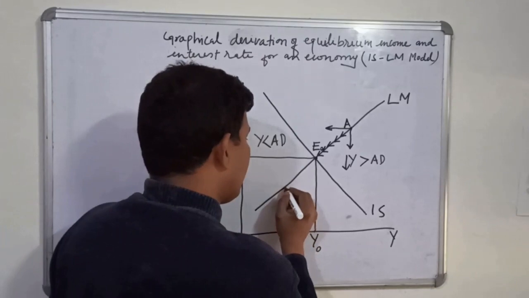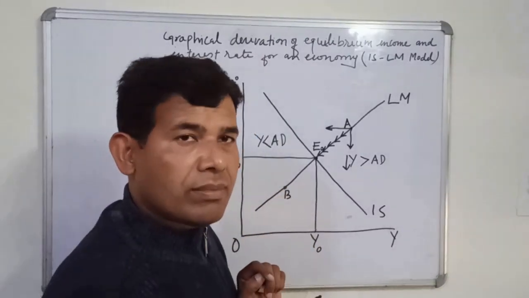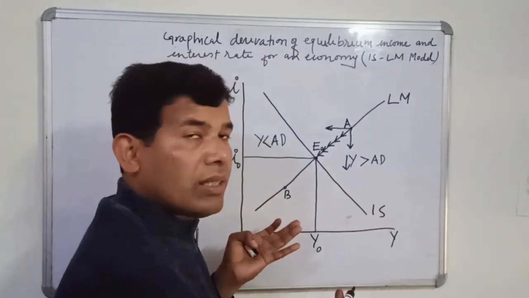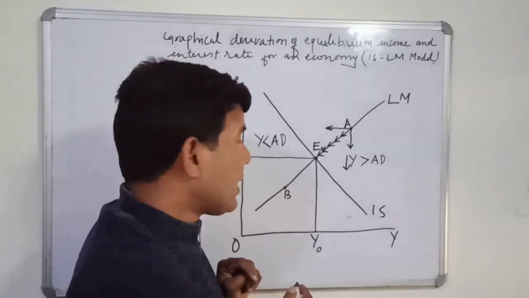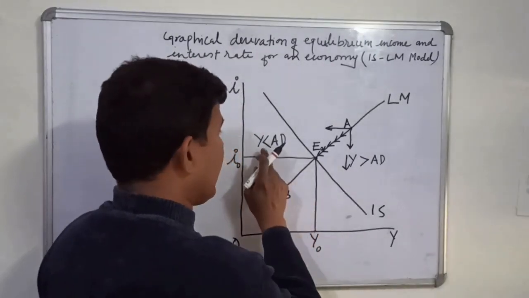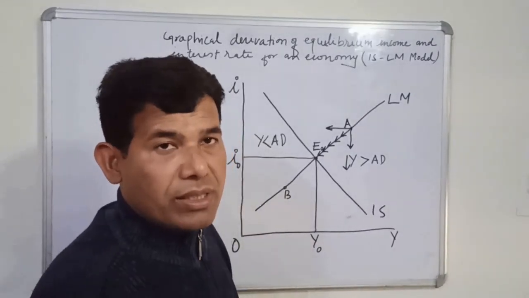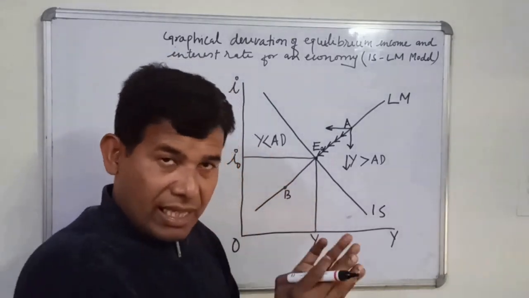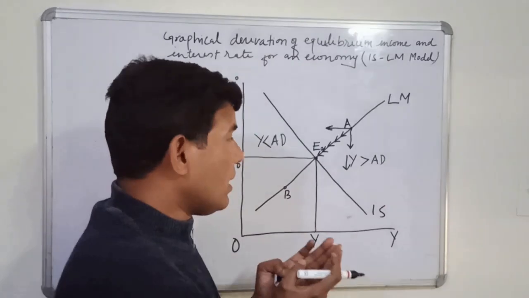Similarly, when you are at point B, what do you have? Money market is in equilibrium. But what about goods market? Goods market is not in equilibrium. Then what is there in the goods market? Here goods market is being characterized by what? Y being less than aggregate demand. That means there is excess demand in the economy, right?